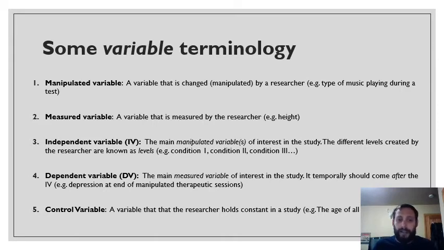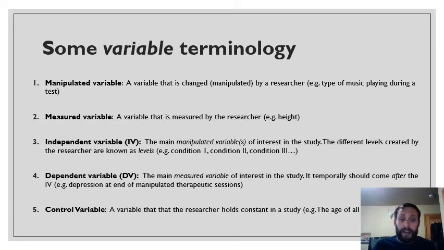Next is the independent variable. This is our main manipulated variable of interest in the study. Keep in mind, it needs to be a manipulated variable for it to be the independent variable. The different levels created by the researcher are known as levels, and we've seen that before. We know that any variable takes on levels of some sort, but the conditions here are different levels, so these can be different conditions. They can be some sort of way of indicating that people have been assigned to different conditions of the study.